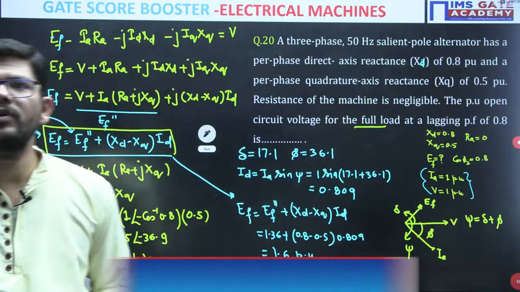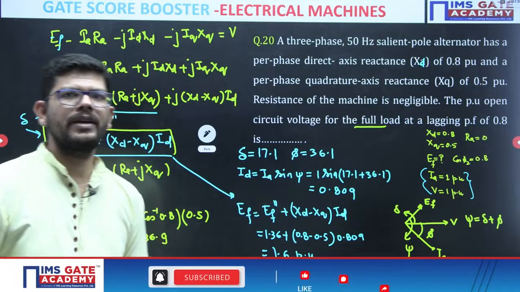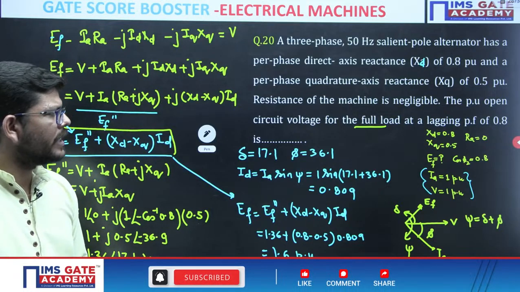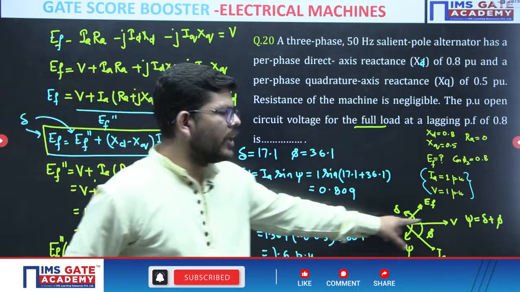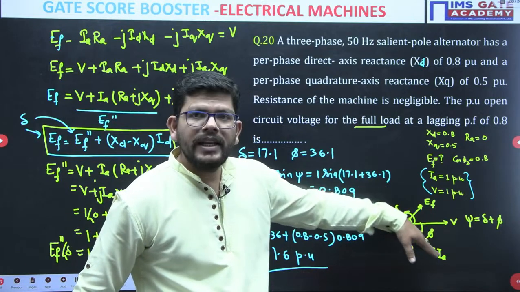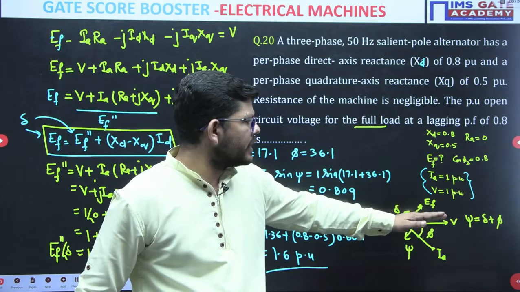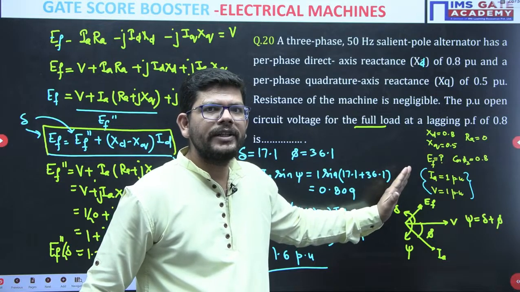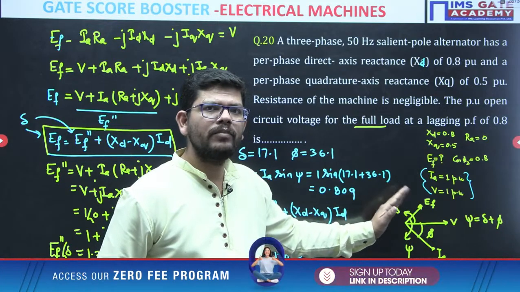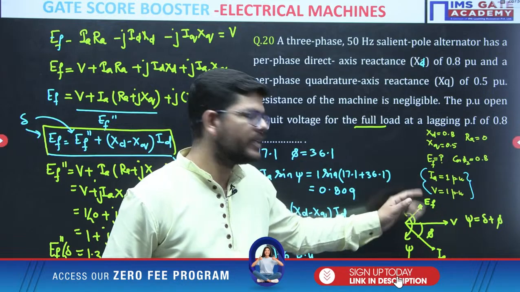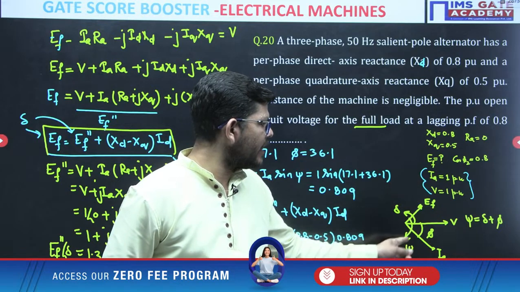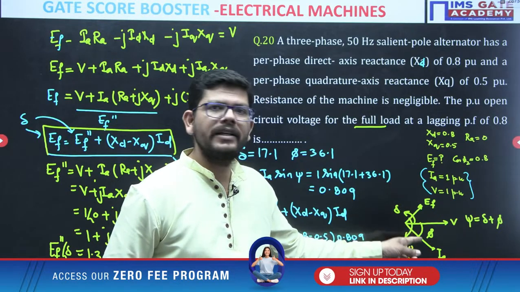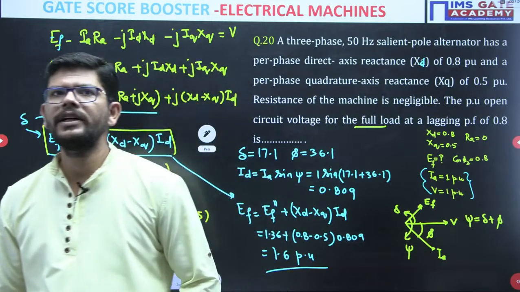Del minus phi for lagging, that we will do in motors, not in generators. V you have taken as reference, IA will be lagging, and in generators EF leads VA. Del is positive for generator, meaning EF leads VA. So EF and IA will have as angle sine, and sine will then be del plus phi. Got it, Medha?